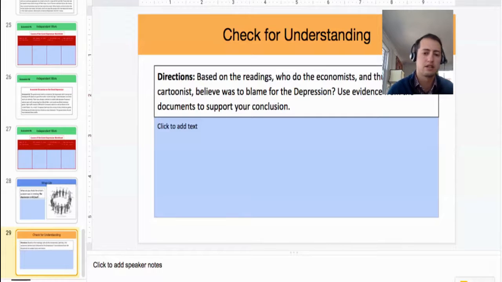And then the check for understanding, wrapping everything that they've done together based on the readings. Who do the economists, and thus the cartoonist, believe was to blame for the Depression? Use evidence from the documents to support your conclusion. There really should be more than one thing or person in this response.